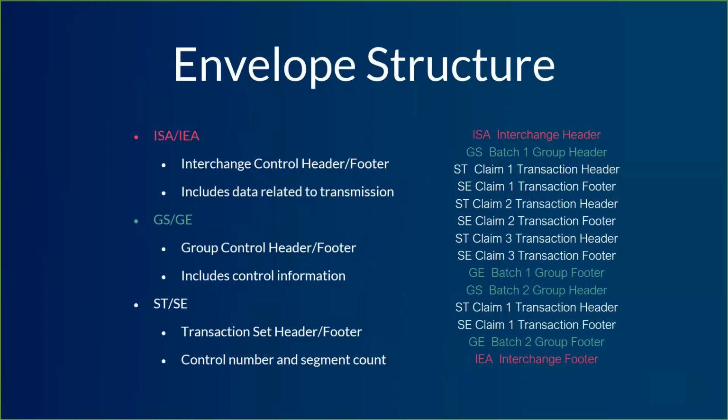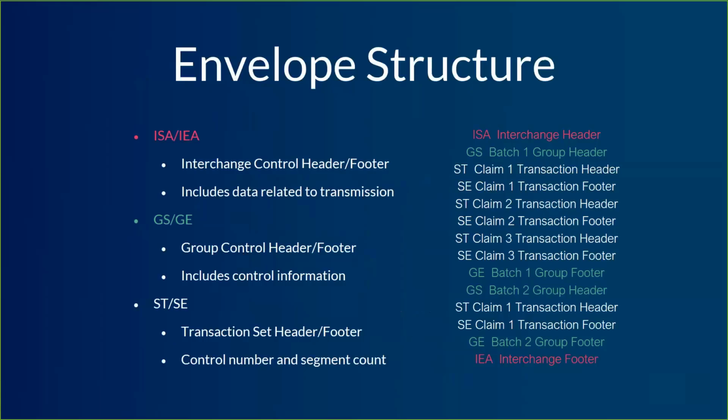The next one is the GS to GE. This is a group control header and footer, and this one has group level, and usually in real life this is batch level information. Now there can be more than one group in each ISA to IEA section. As you can see here in this example, I have two. In this example, we're going to pretend I've got two different batches. And each batch is surrounded with a GS at the top and a GE at the bottom. This one is also going to have some basic identifying information. We'll see sender, we'll see receiver, we'll see a version number so we know what kind of transaction we're dealing with, and we'll see a tracking number that tracks this particular group.